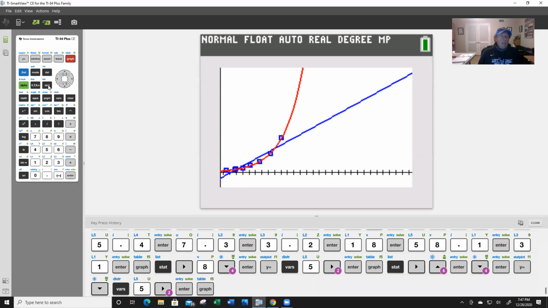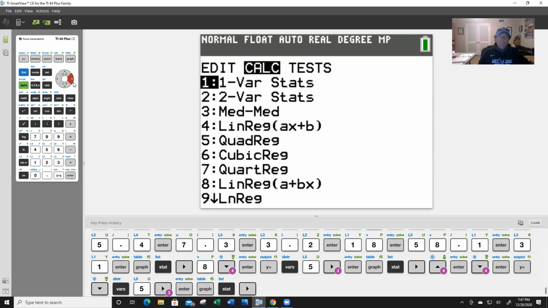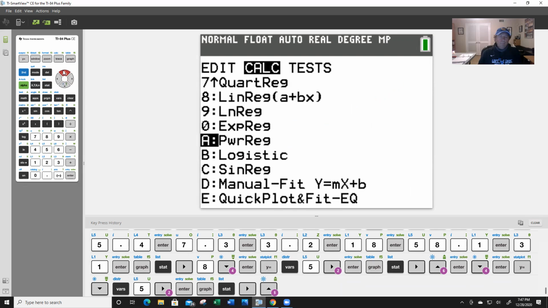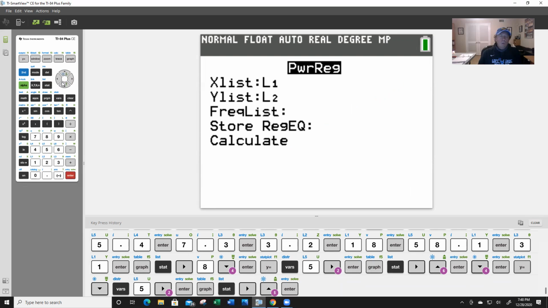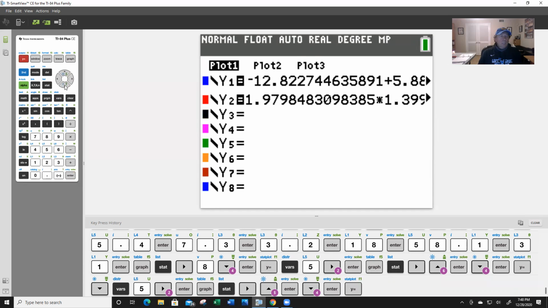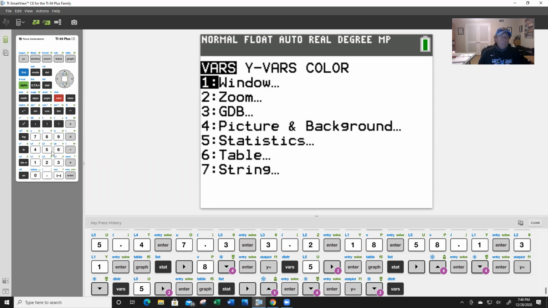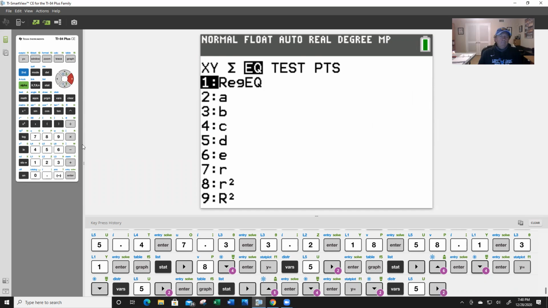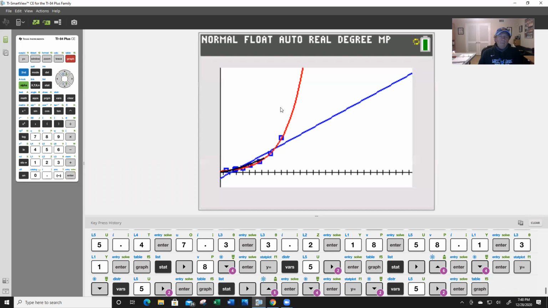The last one's a power model. Stat calc, the power model right there. Got L1 and L2 sitting there. All right, and that R squared is okay, 0.9203. It's all right, but it's not great. Okay. Y equals, I'm going to go to the third one and graph it to see how it looks. Vars, statistics, over to equation, hit enter, and hit graph. Yeah, the black line's okay, but it really misses that last dot. If you see that, it really misses it.